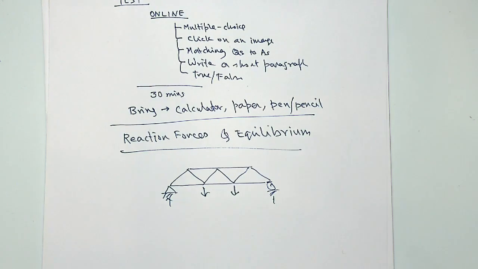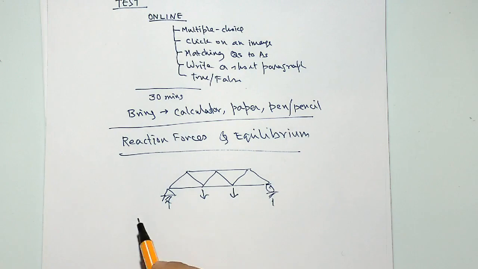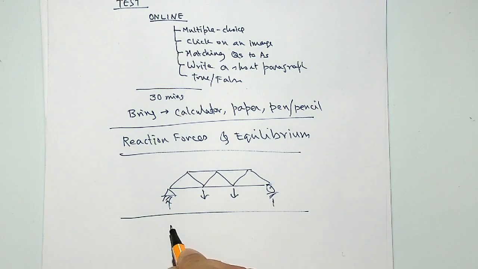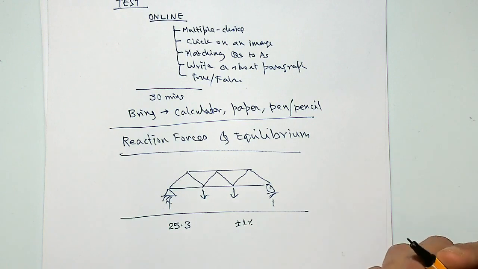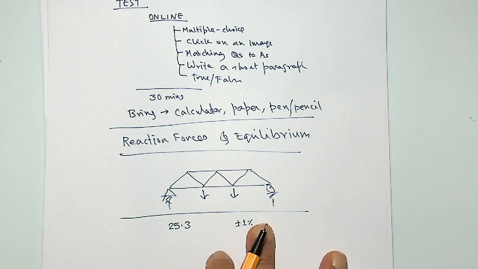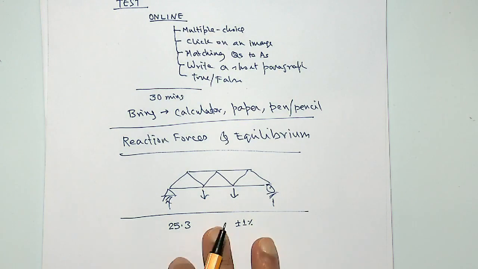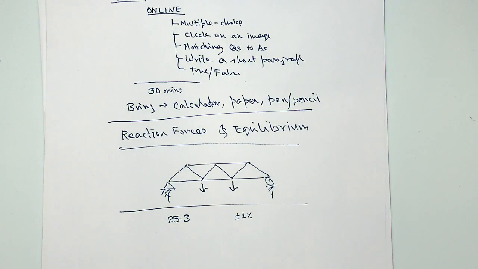So normally if there is a numerical question, say the answer is, say, 25.3. Normally you will have an accuracy of plus minus 1%. So put 1 to 2% depending on the question. So put in enough figures so that you are within plus minus 1 to 2%. Okay? Any other question on the test?